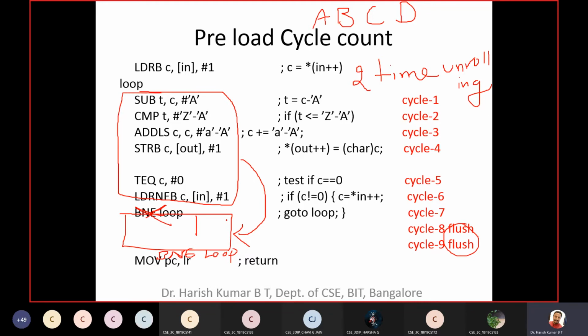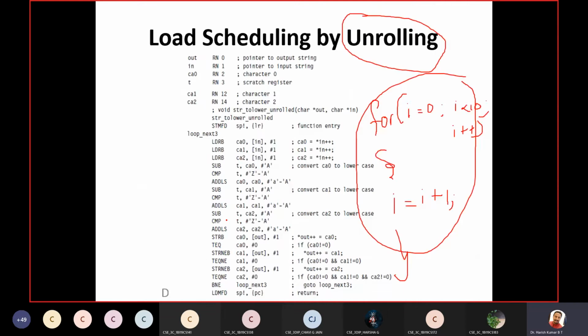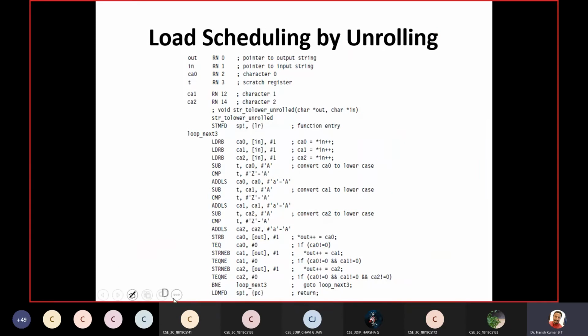Okay, so now come here. Now that is what we are doing here. We are going for unrolling it here. Now how we have done the unrolling, I'm showing you.